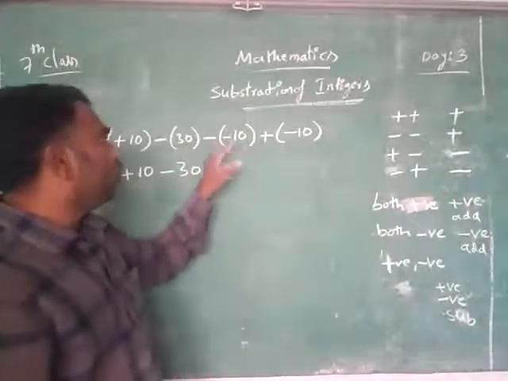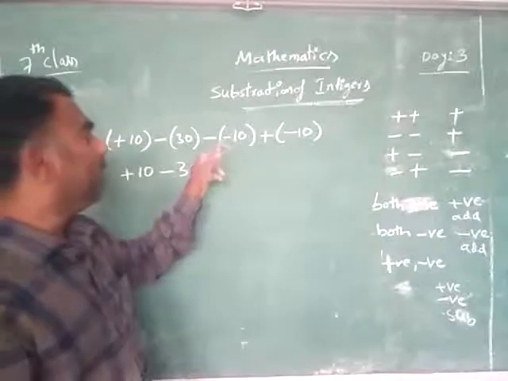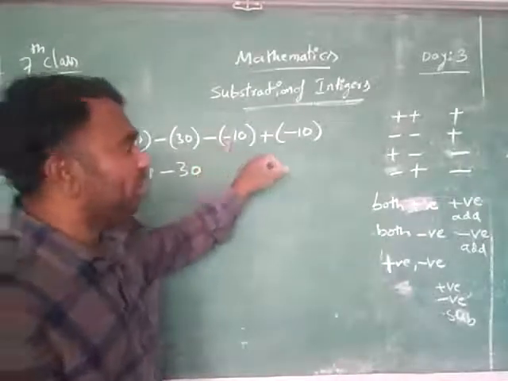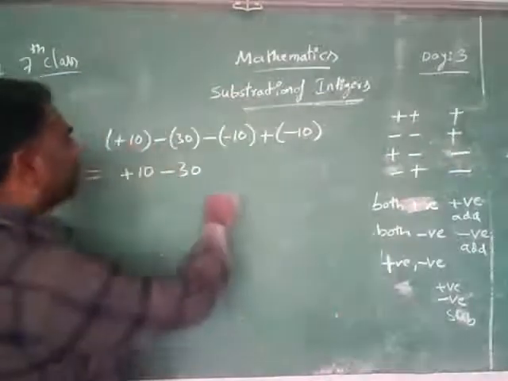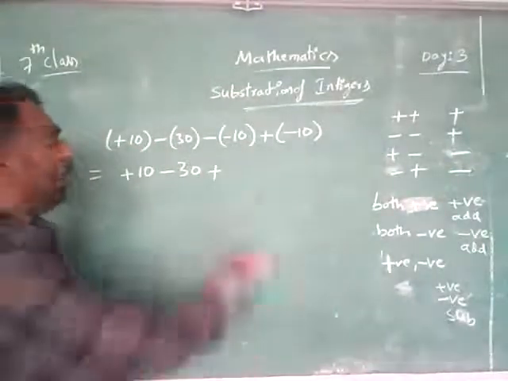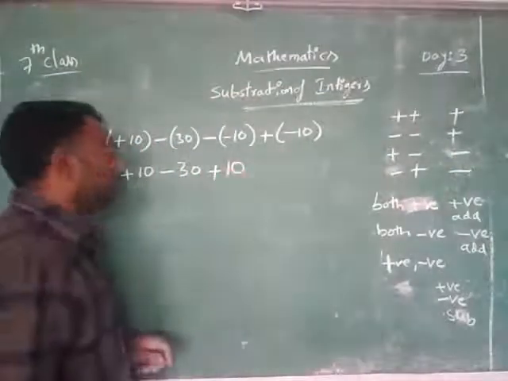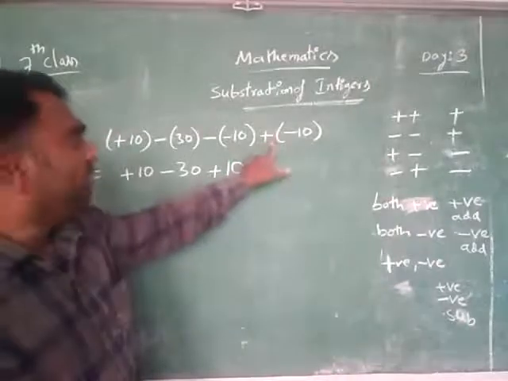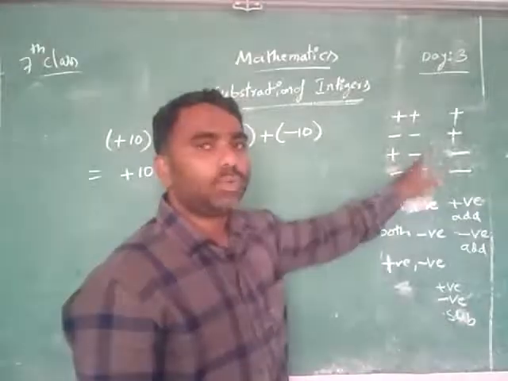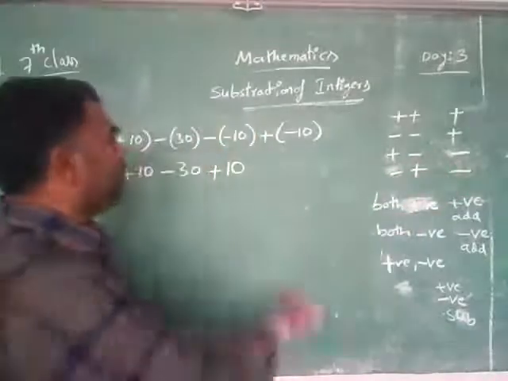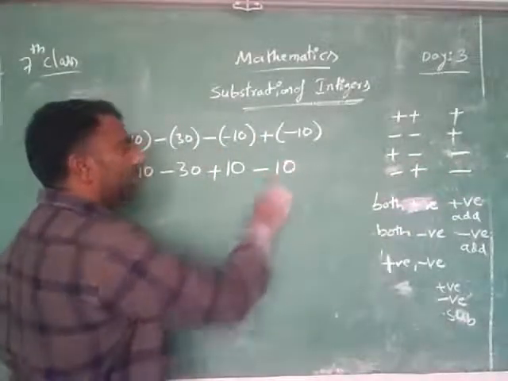But here two symbols are there, side by side, minus minus. So what should we write? Minus minus will become plus, and the number is 10. Next, plus minus, two symbols are there again. What will be the single symbol for that? Minus. The number is 10.